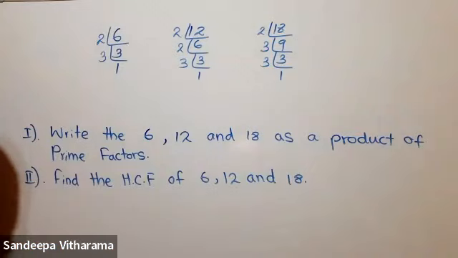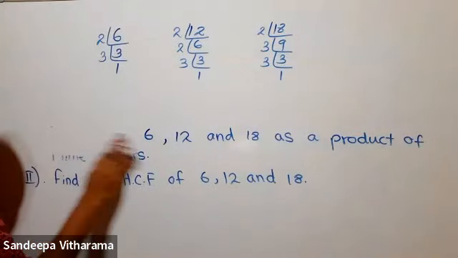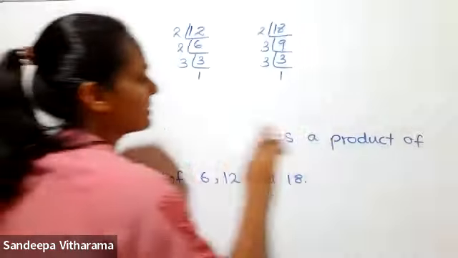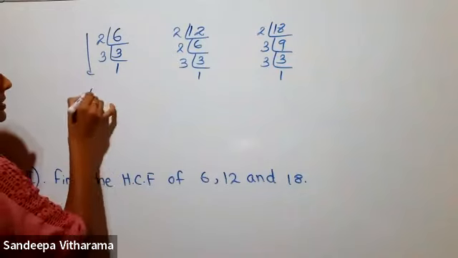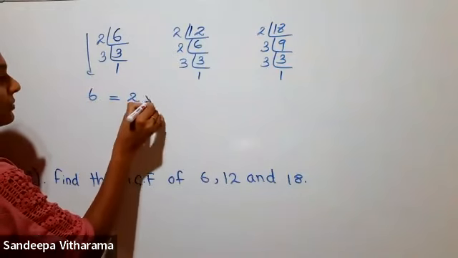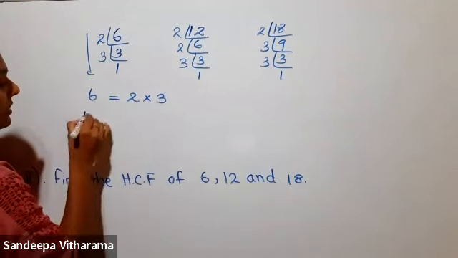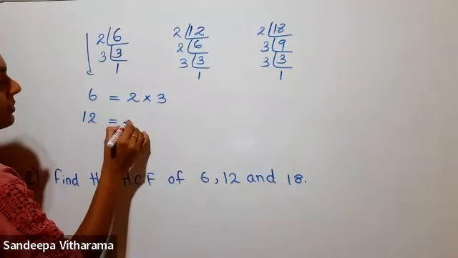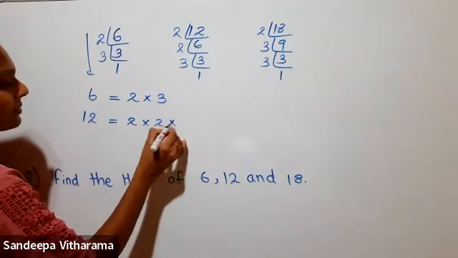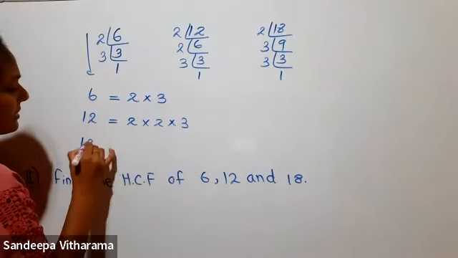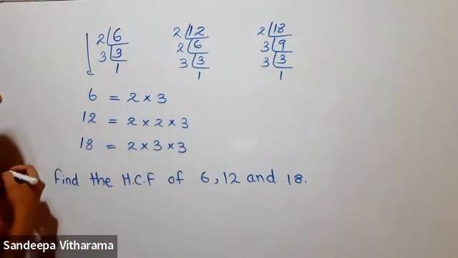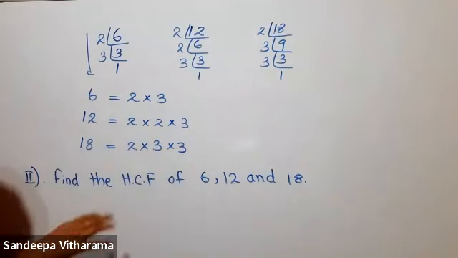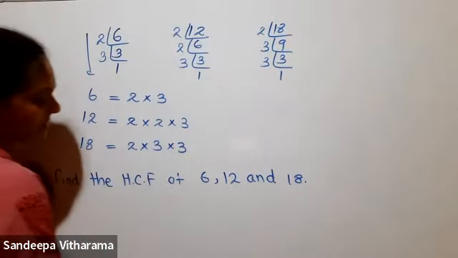Okay? Then how do we write this as a product of prime factors? 6 is written as 6 equals 2 multiplied by 3. 12 is equal to 2 into 2 into 3. 18 is equal to 2 into 3 into 3. Okay? You have to write the numbers as a product of prime factors like this.